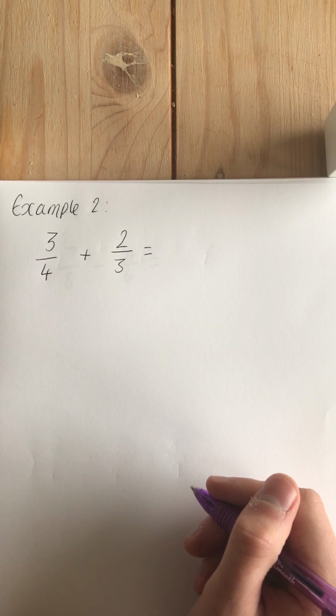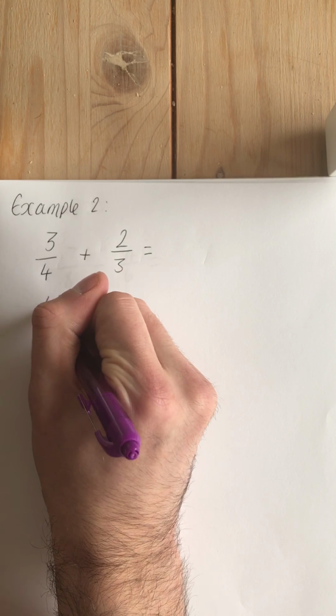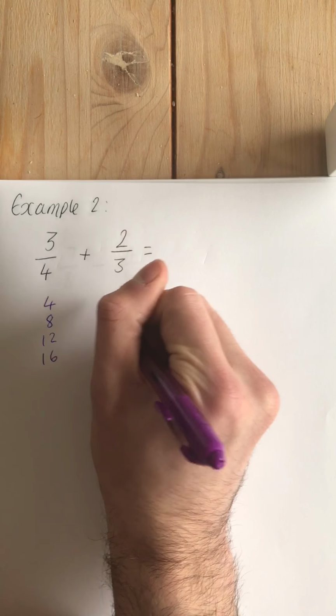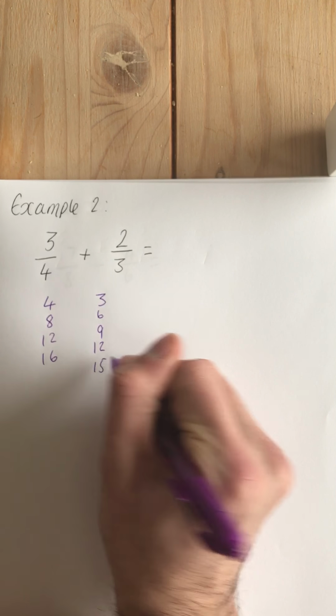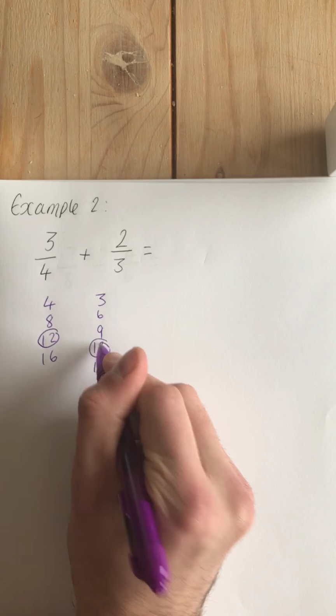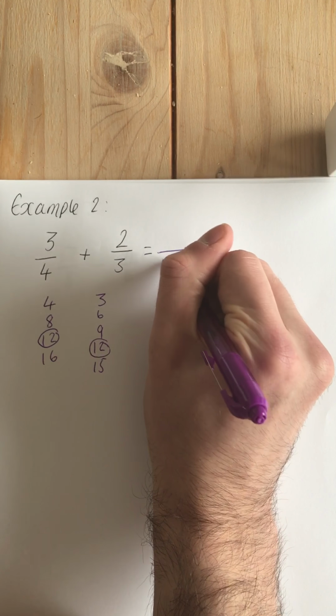In this example, we can see that the bottom numbers aren't the same. So what we need to do is find the lowest common multiple of 4 and 3. So I'll list my 4 times tables, and I'll list my 3 times tables. Once I can spot a number that appears in both of those, I now know what my new denominator is going to be. So I can rewrite the question.